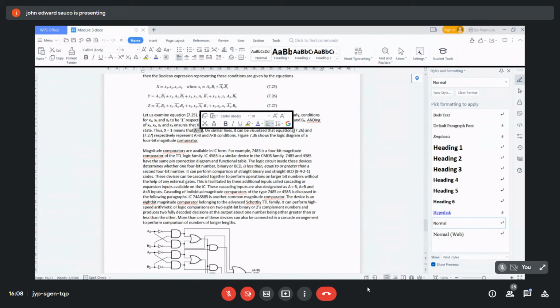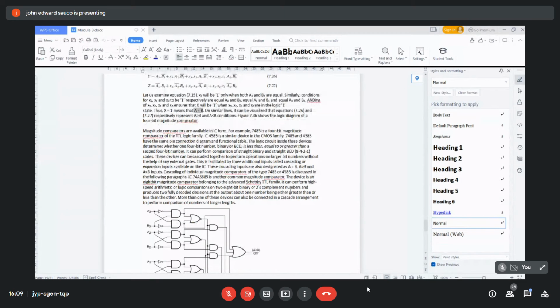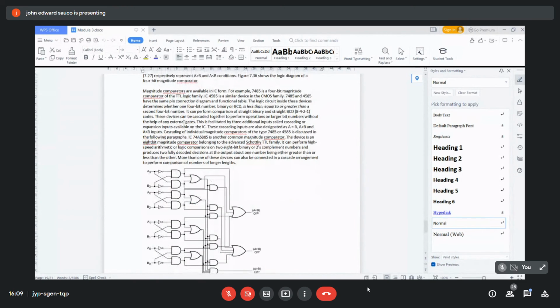So, ganun din sa 7.26 saka 7.27. Kapag yung condition na yan, dito sa una sa X, ay may hindi nag-1, so ito ng susunod na condition, alamin na kung greater than or less than. So, yun yung trabaho ni magnitude comparator. Ito yung kanyang ginagawa.